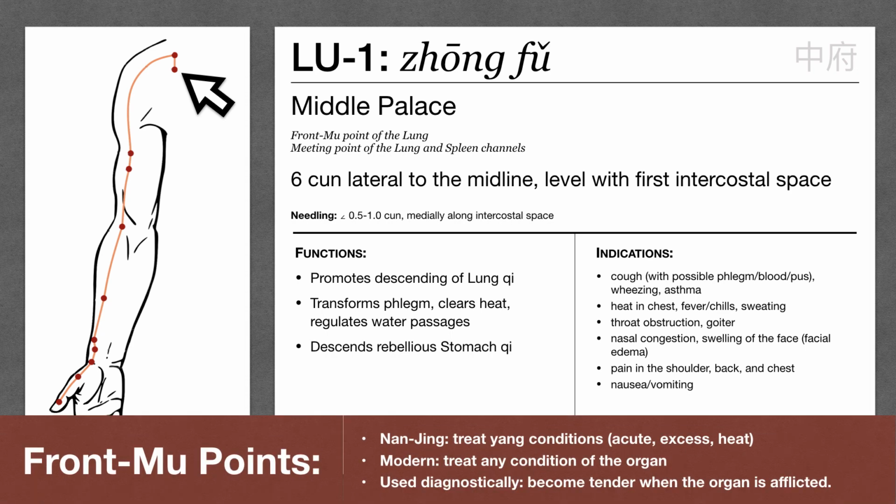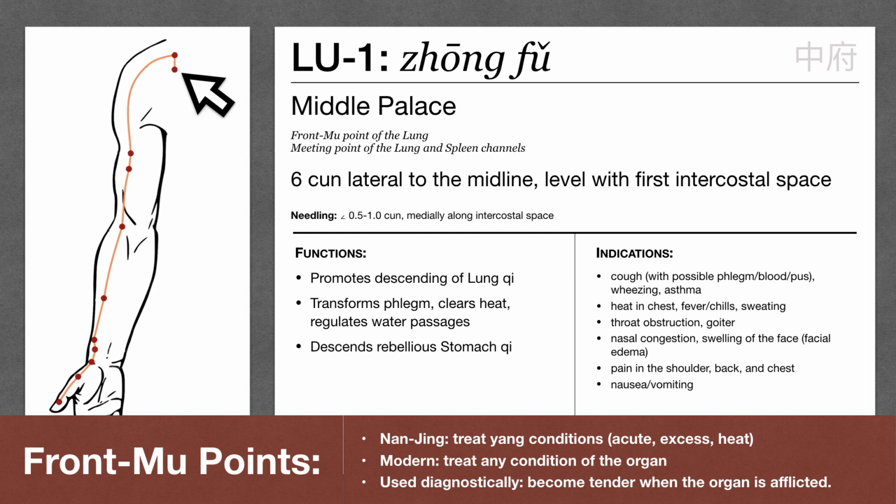And it's also a front mu point. According to the classics, front mu points are used to treat yang conditions, that is, acute conditions, excess conditions, and heat. But in the modern clinic, we really just use them for any condition of the organ because that's where the qi of the organ accumulates.